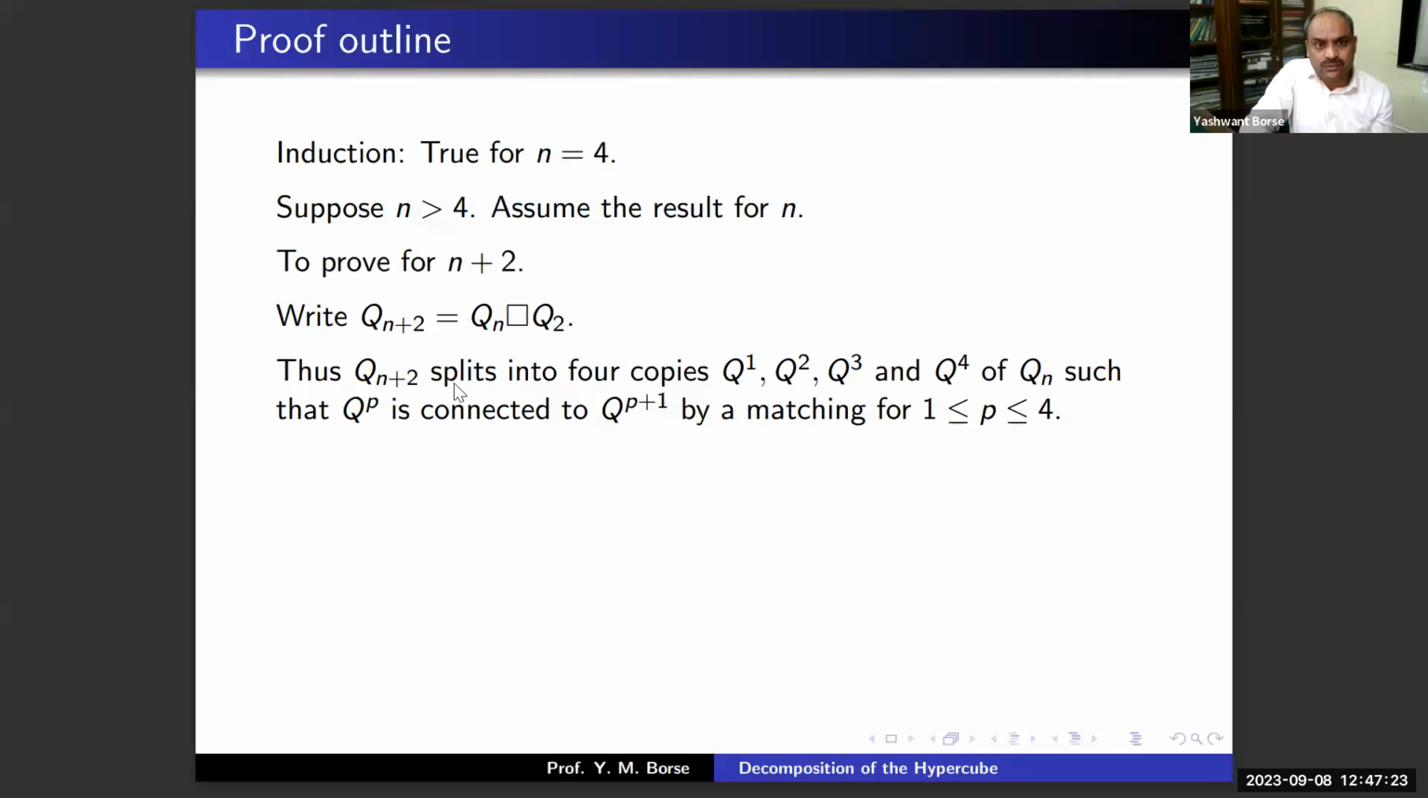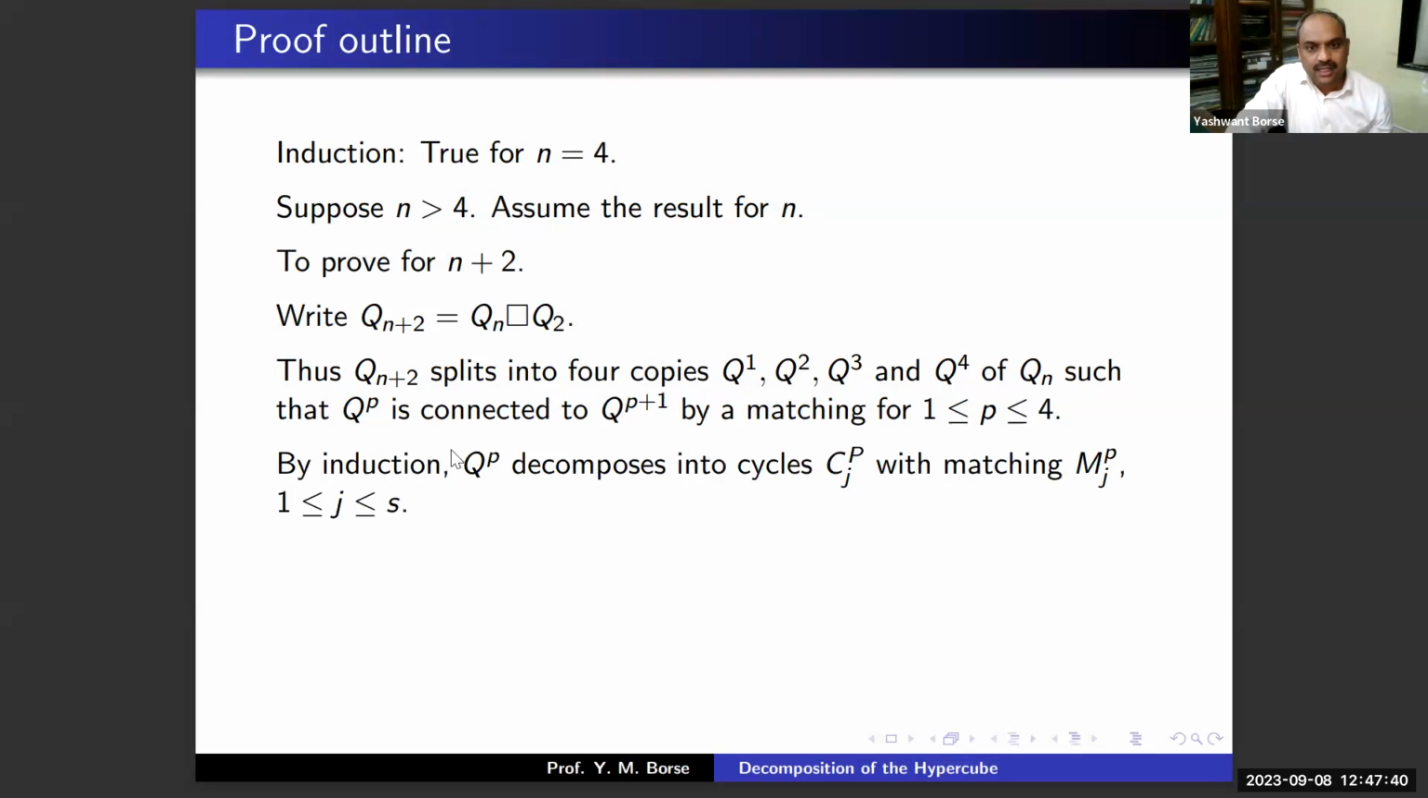So this Qn plus 2 splits into 4 copies of Qn, say Q1, Q2, Q3, Q4, where 1 and 2 are adjacent, 2, 3 are adjacent, 3, 4 are adjacent, and 4 is adjacent to 1 through matchings. And now by induction, each copy, Q1, Q2, Q3, Q4, decomposes into cycles, say CjP, and these cycles contain a matching as stated earlier. Now using the cycles Cj 1, 2, 3, 4, we construct new cycles like this.